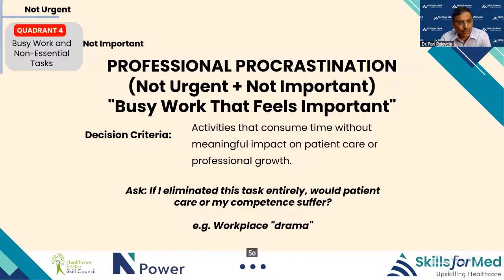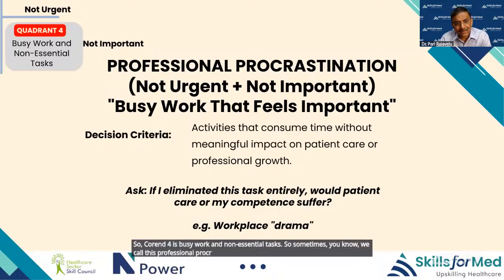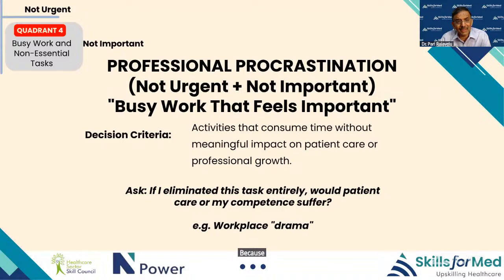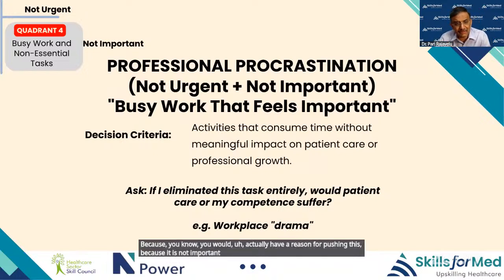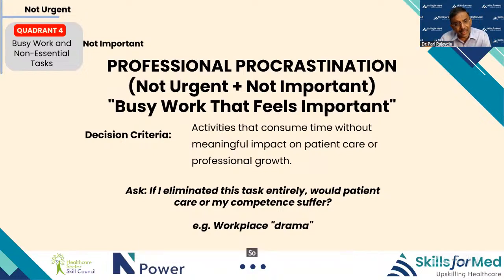So quadrant 4 is busy work and non-essential tasks. Sometimes we call this professional procrastination, because you would actually have a reason for pushing this, because it is not important and not urgent. So you might find tasks in this quadrant also.